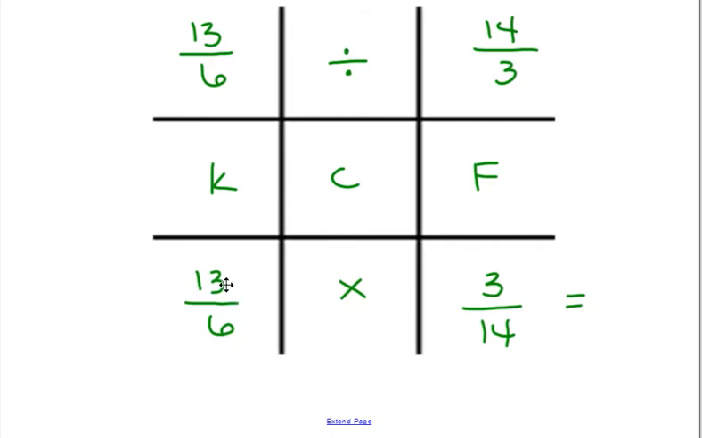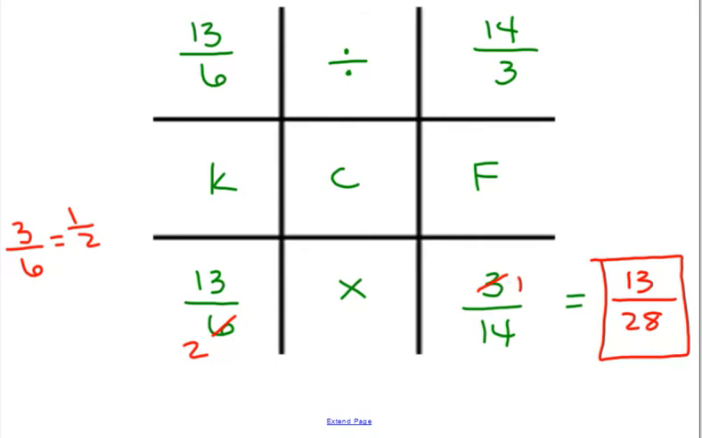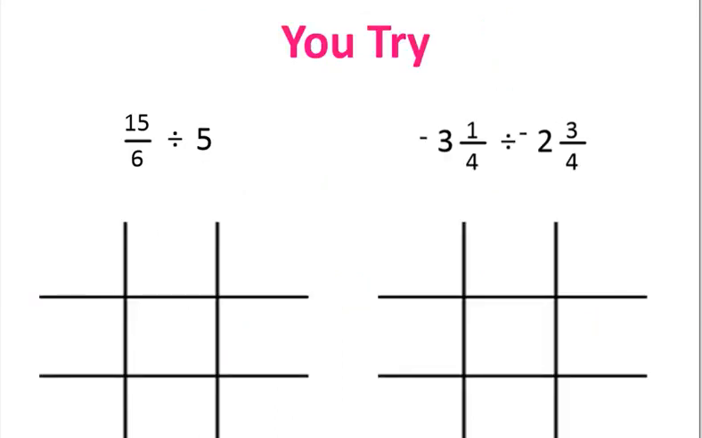Now let me do my checks. Can 13 over 6 simplify? No. Can 3 over 14 simplify? No. Can 3 over 6 simplify? Yes. 3 over 6 would simplify to 1 over 2. So the 3 becomes a 1 and the 6 becomes a 2. Can 13 over 14 simplify? No. So multiply across. 13 times 1 is 13. 2 times 14 is 28. And that cannot be made a mixed number. All right, you try these two.